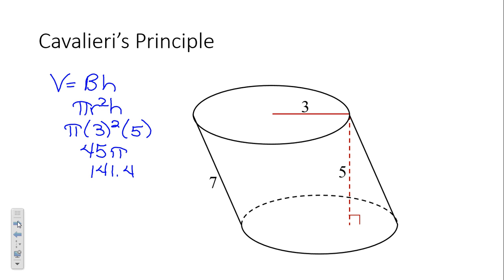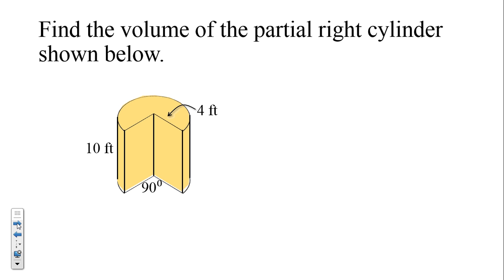All right, so we need to talk about two more quick things. Cavalier's principle. Partial cylinder. How much of that cylinder do we have? We have about 90 degrees. Three-fourths. Okay, you can look at that and you can tell me immediately three-fourths.